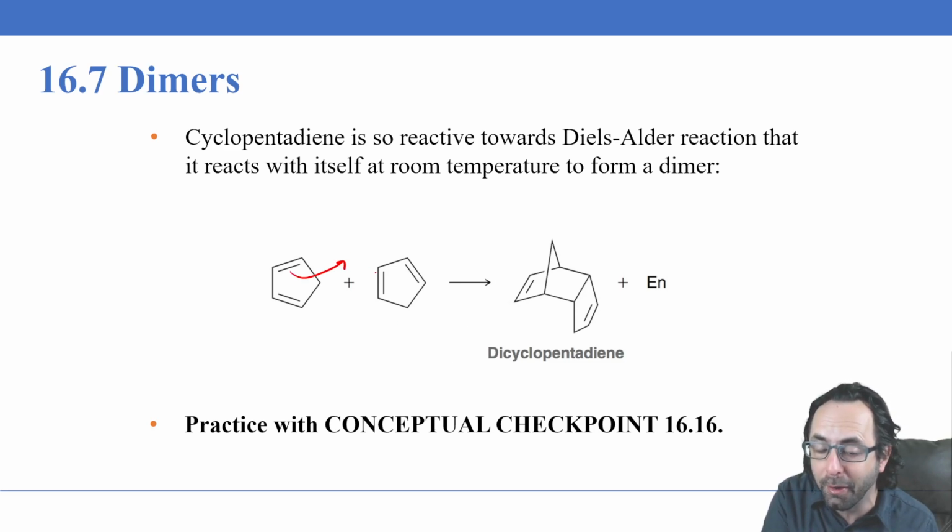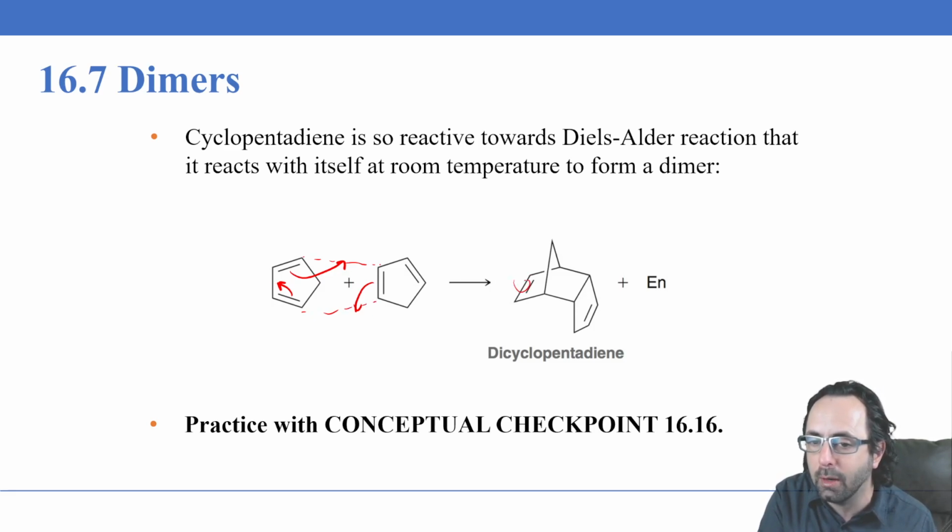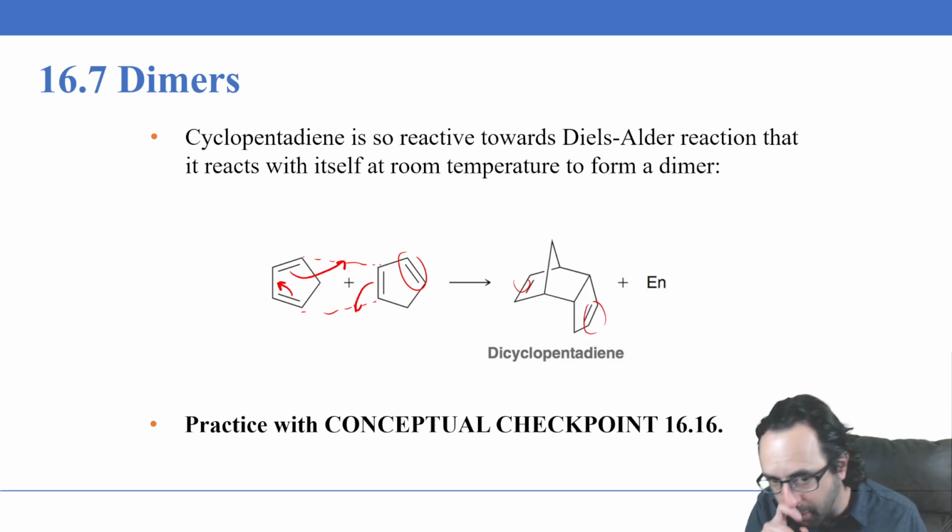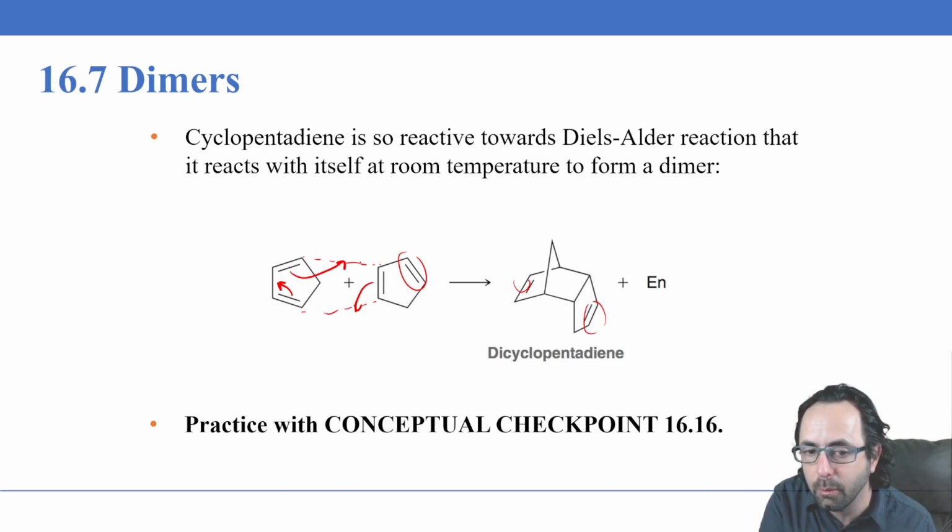So it's a little bit hard to see the mechanism at a certain point because you've got so many lines everywhere. But we get the formation of this sigma bond here and this sigma bond here. So this is now a pi bond right here, and we still have this pi bond, which is located right here.